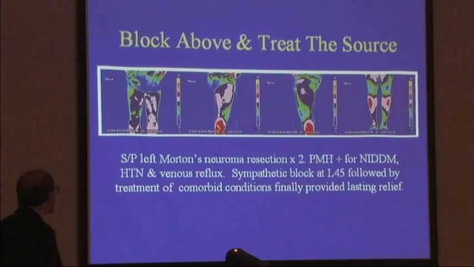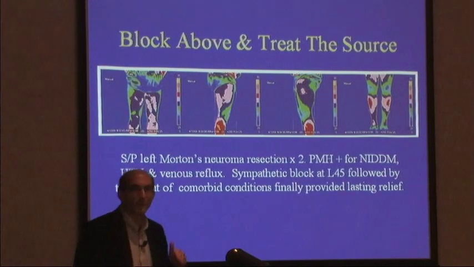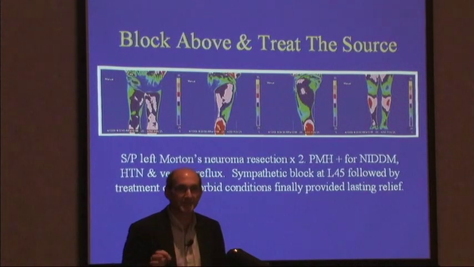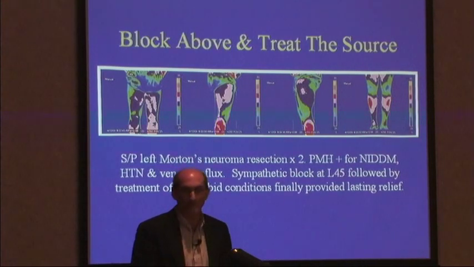And the source may be comorbid disease. This is a patient that had a Morton's neuroma resection ×2. They had a prior history of diabetes, hypertension, and venous reflux. We provided sympathetic block in L4-5, followed by treatment of the comorbid conditions. Can't get blood flow into those tiny little blood vessels. This person has vascular disease. Treat their vascular disease and get some blood flow going throughout the whole system.